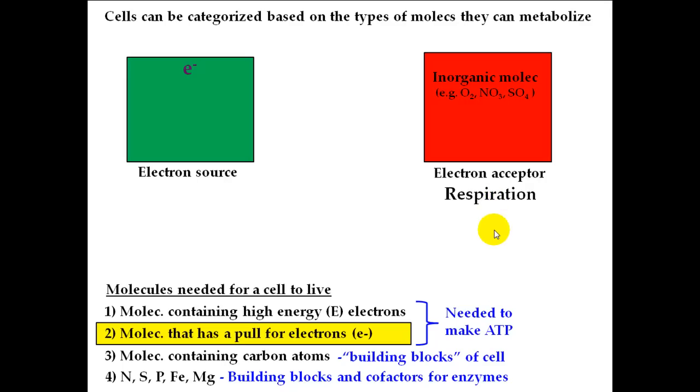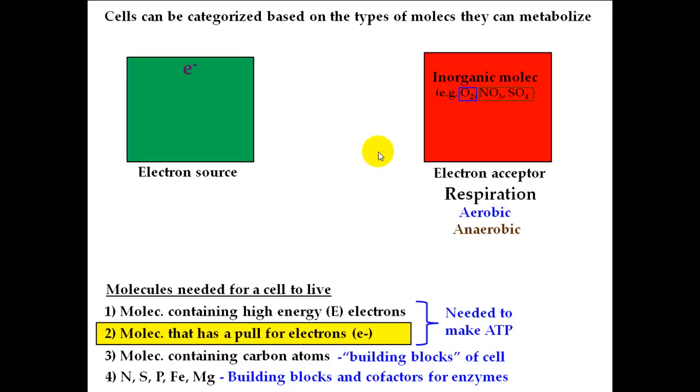It turns out that there are two types of respiration. If the inorganic molecule being used by this type of cell happens to specifically be oxygen, then that type of respiration is called aerobic respiration. If, on the other hand, the inorganic molecule that's used is something besides oxygen, then it's called anaerobic respiration. So anaerobic respirators would use things like nitrates and sulfates, something besides oxygen gas, as the final electron acceptor.